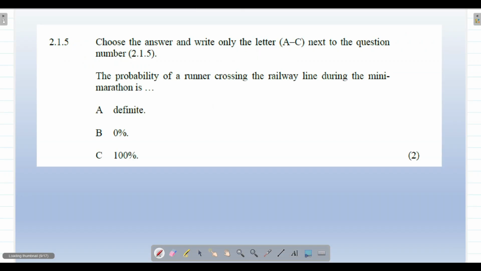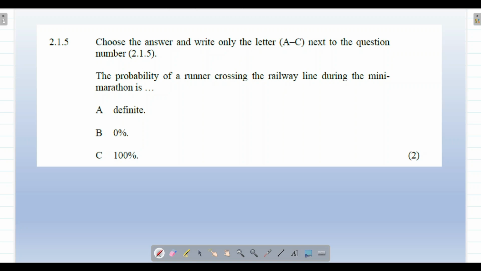Right? Let's go to question 2.1.5. Choose the answer and write only the letter, right? So if you decide that your answer is A, you'll just write 2.1.5A. But you know, with me, when I give my explanations, I'm going to go into detail so that you guys understand what is expected from you. So choose the answer and write only the letter next to the question number.